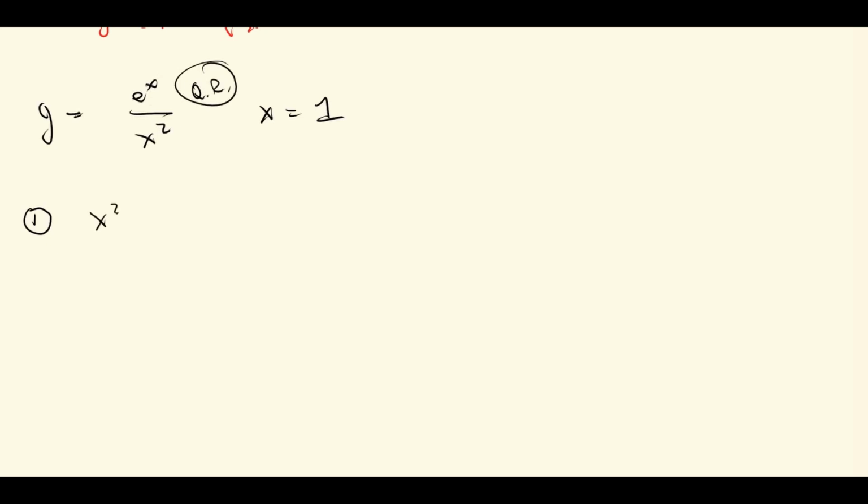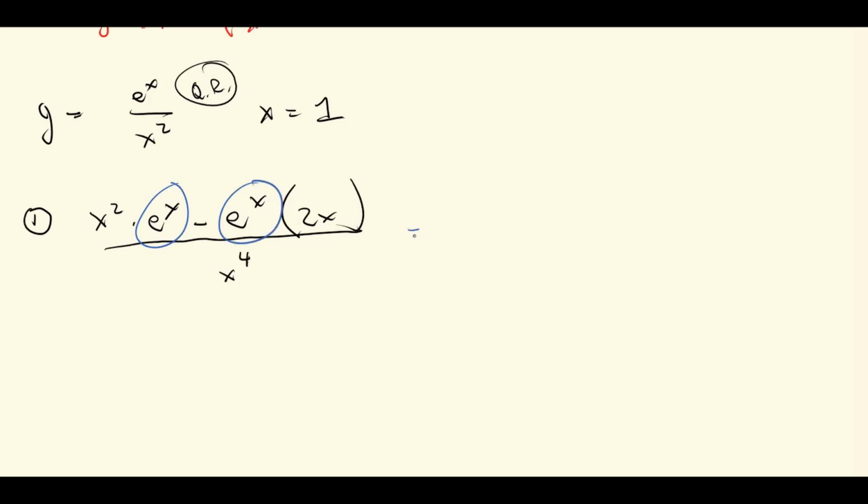So we get low times derivative of e to the x, which is e to the x, minus high d low, the derivative of x squared, which is 2x, over bottom squared. x squared squared is the same thing as x to the 2 times 2, which is x to the 4th. And off we go. So now we see that we can factor out an e to the x, which will give us e to the x times x squared minus 2x over x to the 4th.